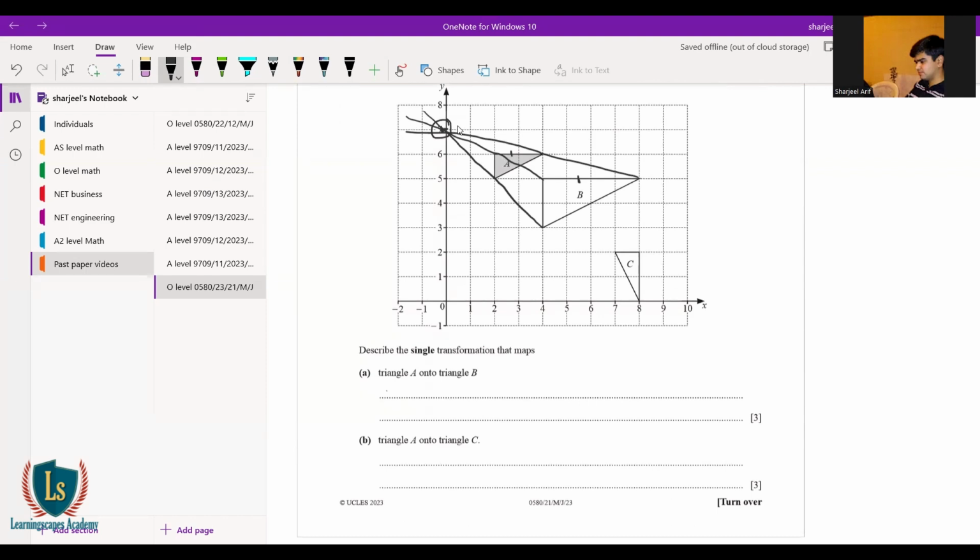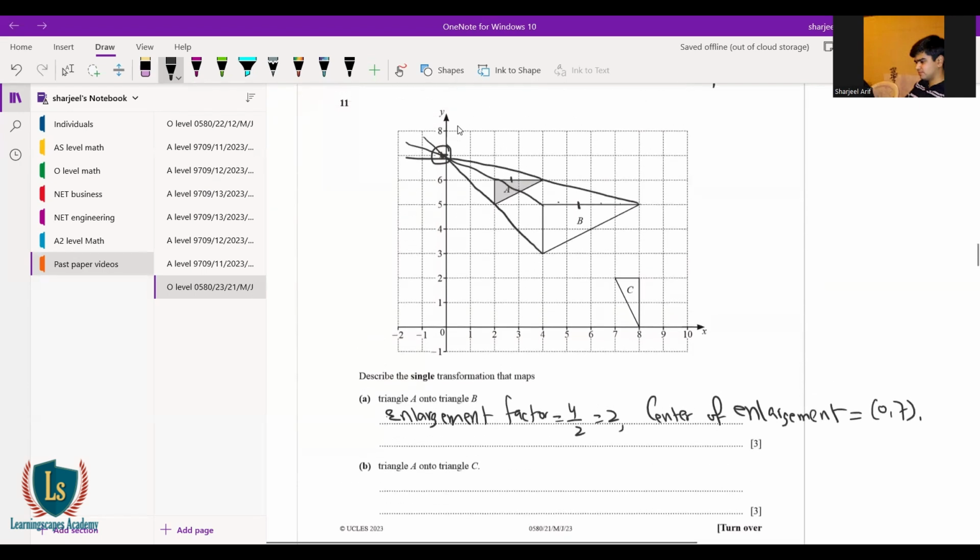So we will find the enlargement factor by dividing 1, 2, 3, 4 by 2. So enlargement factor is 4 by 2, which is 2. And center of enlargement should be 0, 7. So this is the answer.